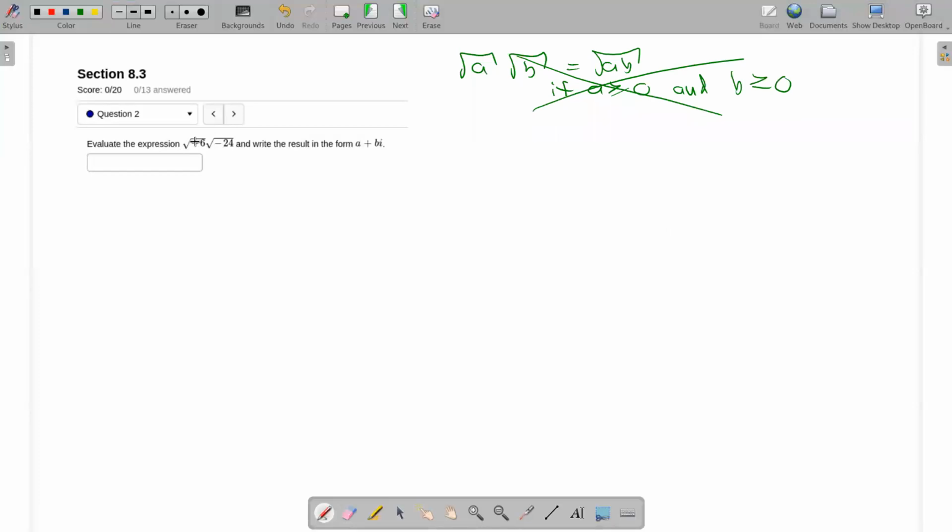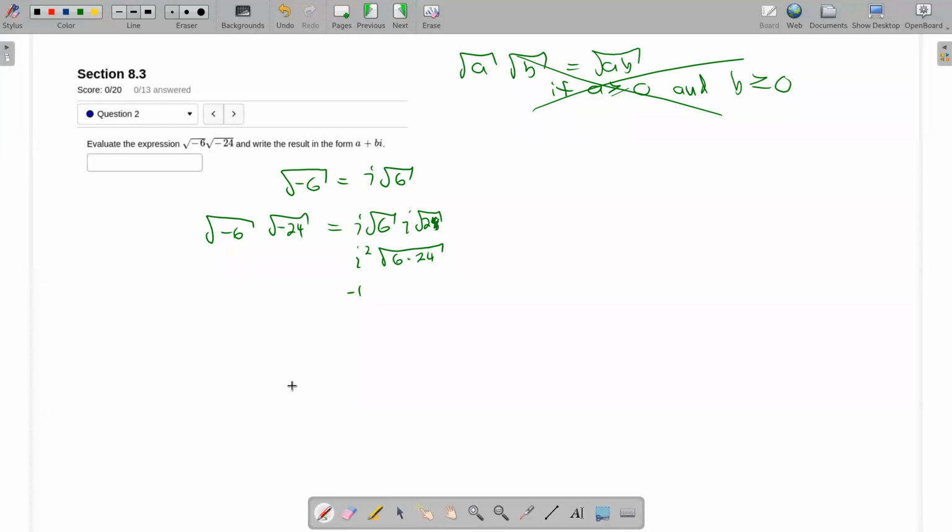Here I have to realize that the square root of -1 is i. So in other words, the square root of -6 is really i times the square root of 6. So what I have here, the square root of -6 times the square root of -24, is really i times the square root of 6 times i times the square root of 24. i times i is i squared, which is -1. And then here I have the square root of 6 times 24.